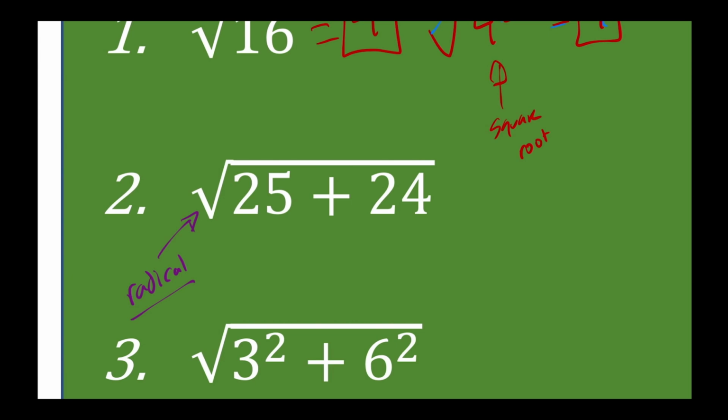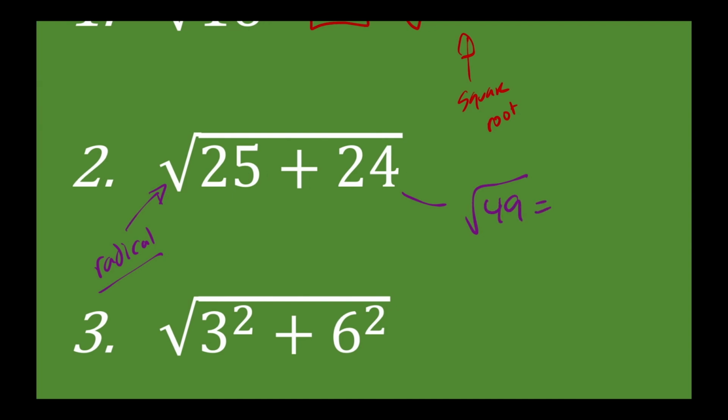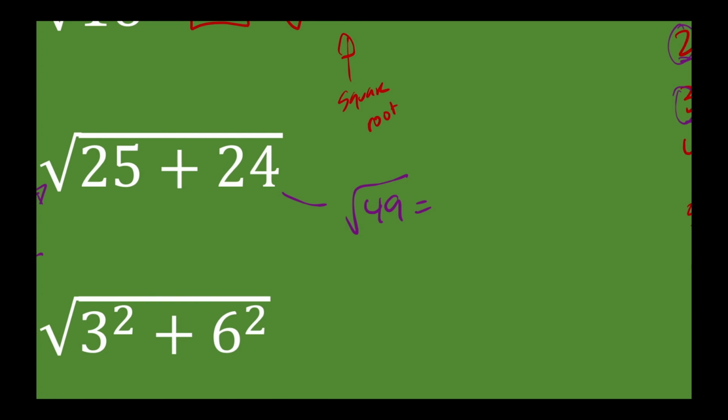So what's 25 plus 24? What's 25 plus 24? 21. No, it's not 21. 49. So this becomes the square root of 49, which is, well, we know 49 is a perfect square, so that's the same thing as saying 7 squared, right? And then that cancels with that, so we get 7.